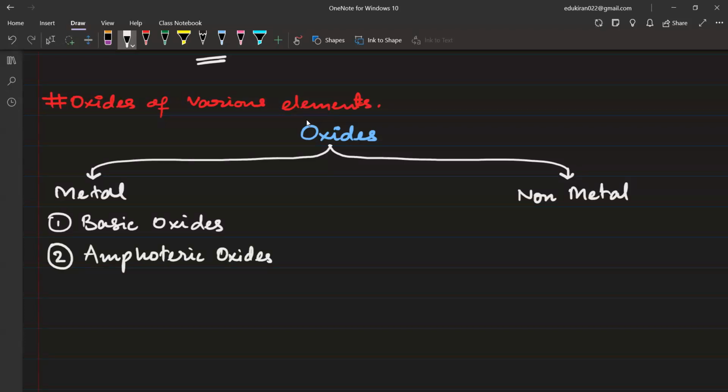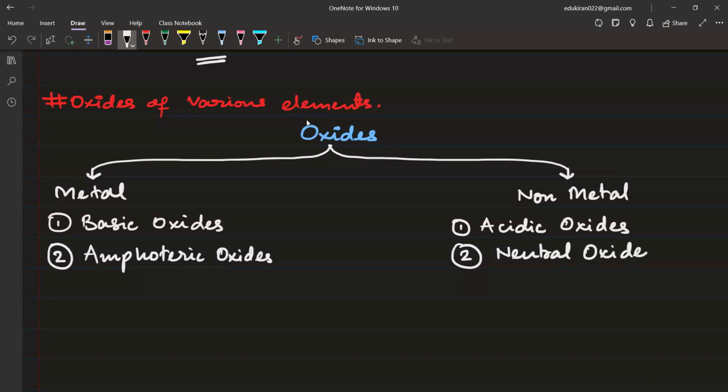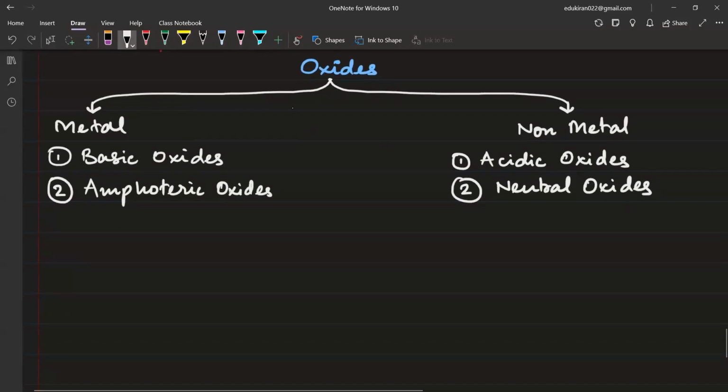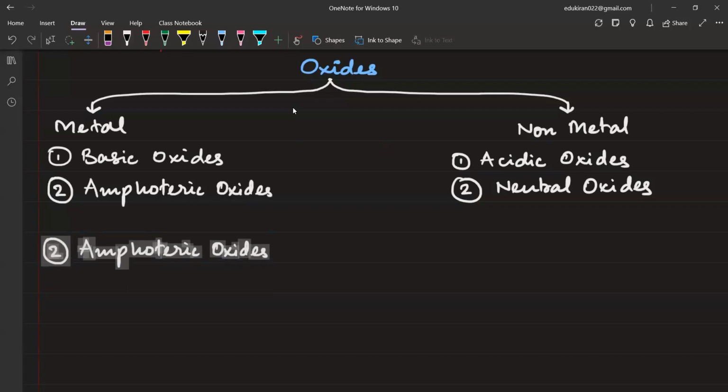नॉन मेटल्स में भी 2 टाइप होते हैं. एक होता है एसिडिक ऑक्साइड्स और दूसरे होते हैं न्यूट्रल ऑक्साइड्स. ठीक है, अब ये समझ लेते हैं बेसिक ऑक्साइड्स, एम्फोटेरिक ऑक्साइड, इन सब का मतलब क्या है. अभी लिखना ना शुरू करें आप लोग, because I am going to adjust these things.